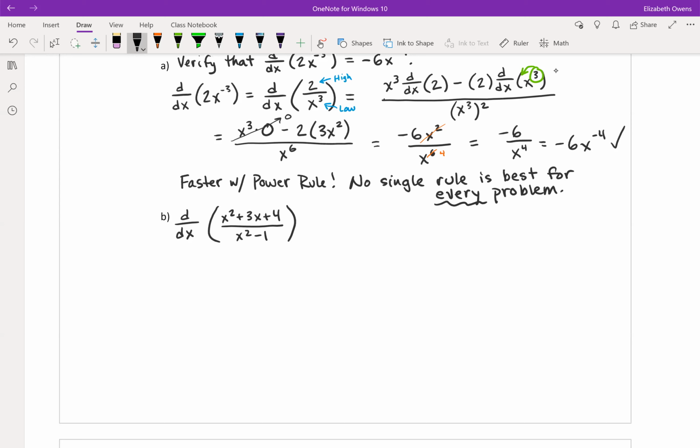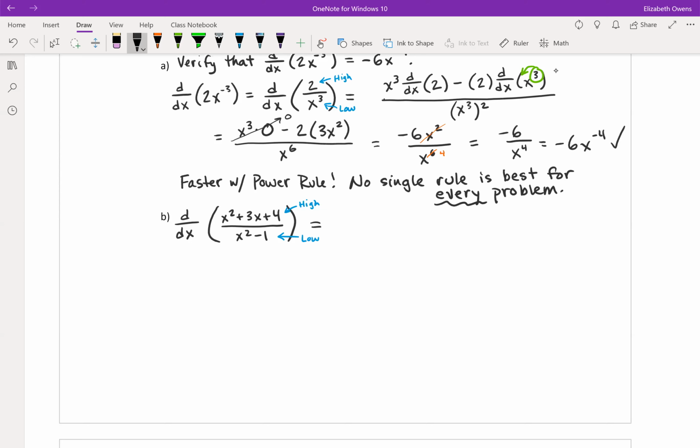Okay, so let's label this if you like. You don't have to, but I'll call these the high and low functions, or bottom and top, as I was used to them. Okay, and we will do low d high minus high d low.